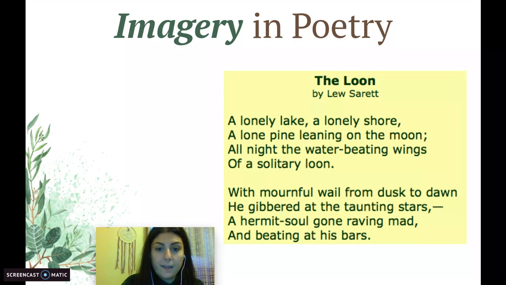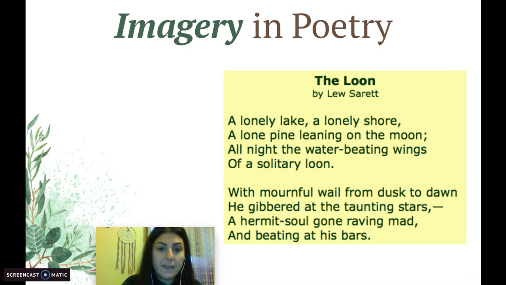A lonely lake, a lonely shore, a lone pine leaning on the moon. All night the water beating wings of a solitary loon. With mournful wail, from dusk to dawn, he gibbered at the taunting stars, a hermit soul gone raving mad and beating at his bars.